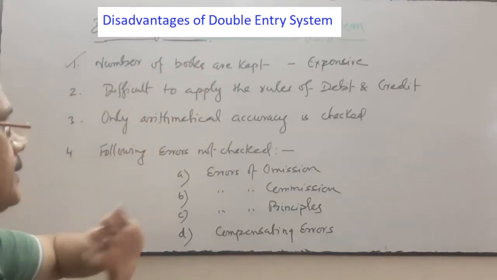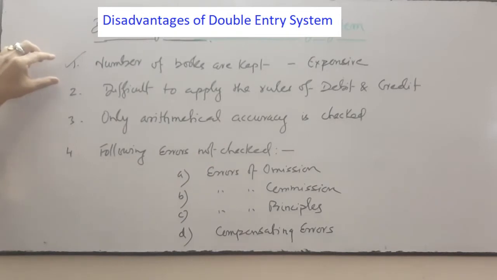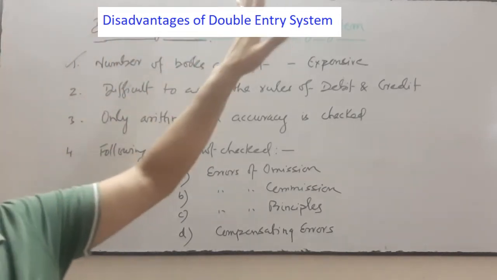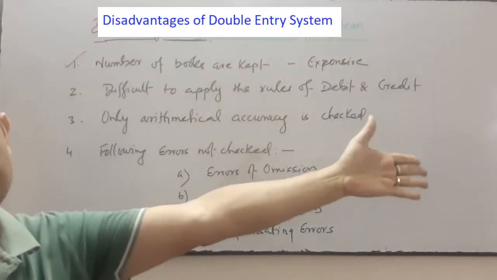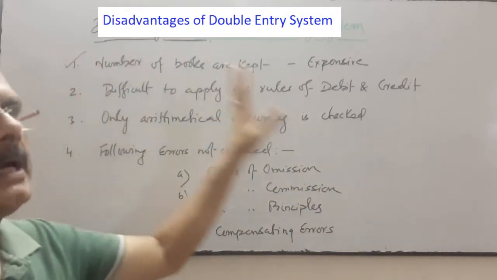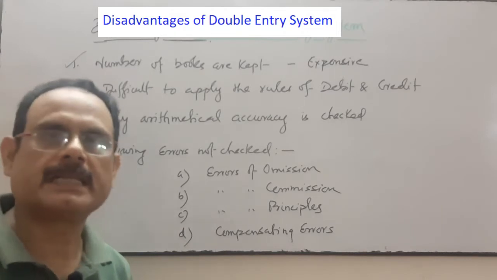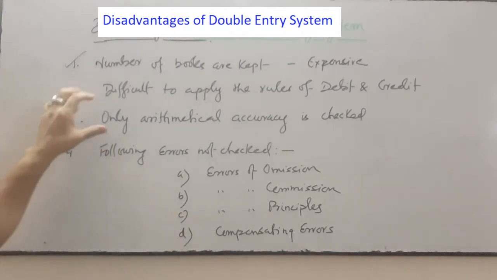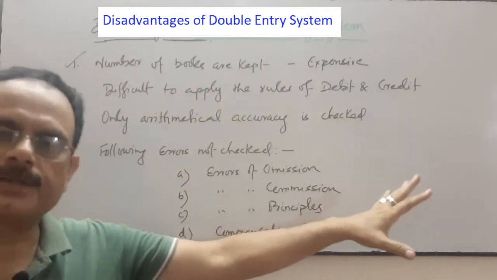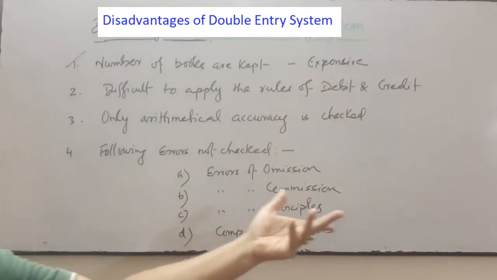Disadvantage of double entry system. First demerit: a number of books are kept under this system, that's why it is too expensive. Second, it is difficult to apply the rules of debit and credit. Obviously, if the knowledge is less, then it is difficult. Third, only arithmetical accuracy is checked through the trial balance.